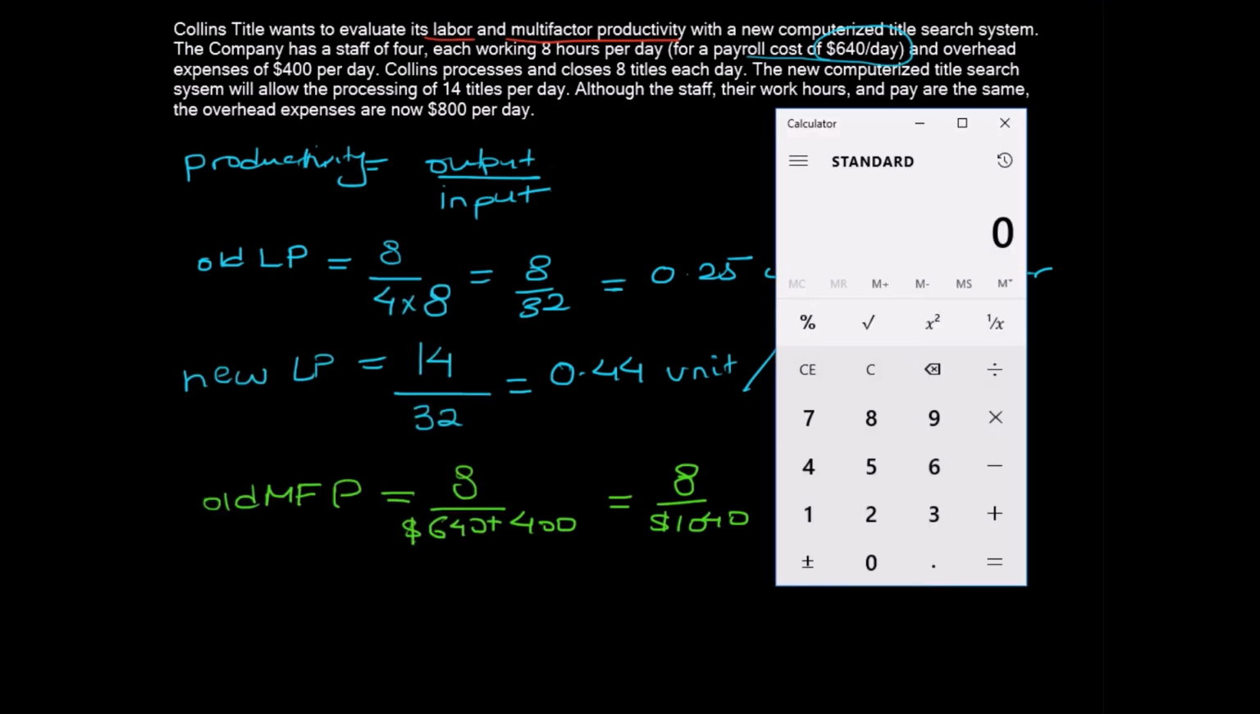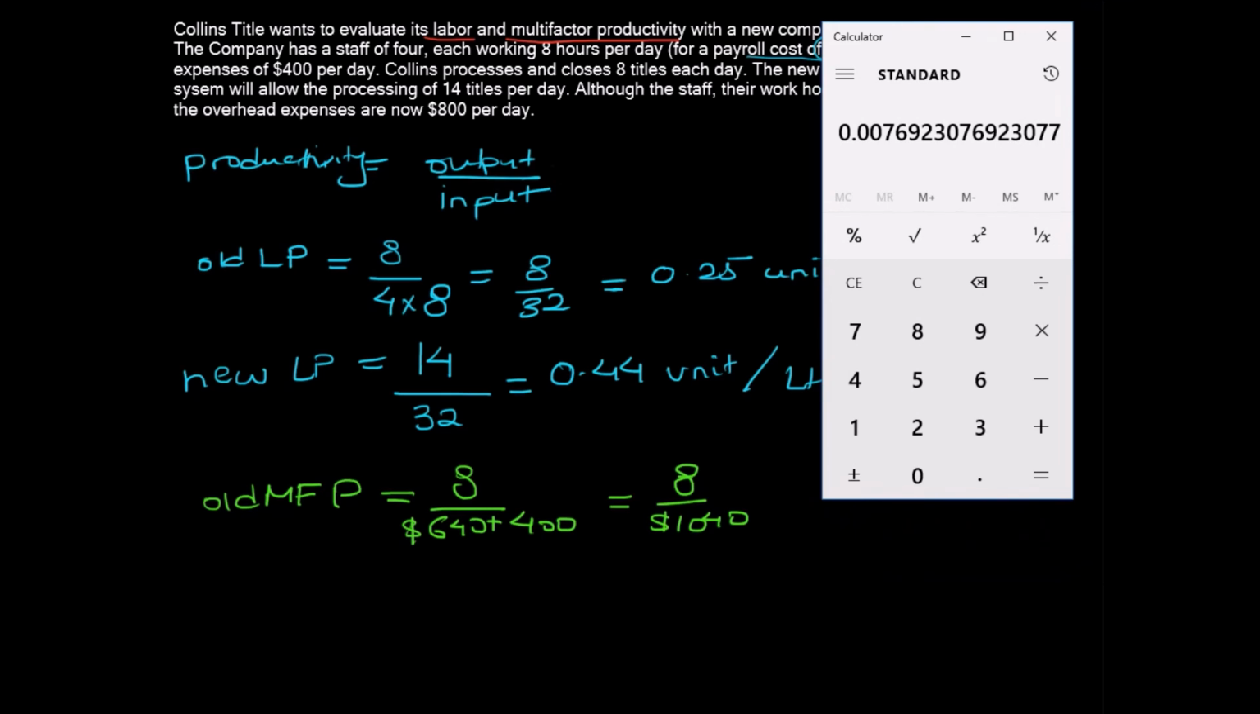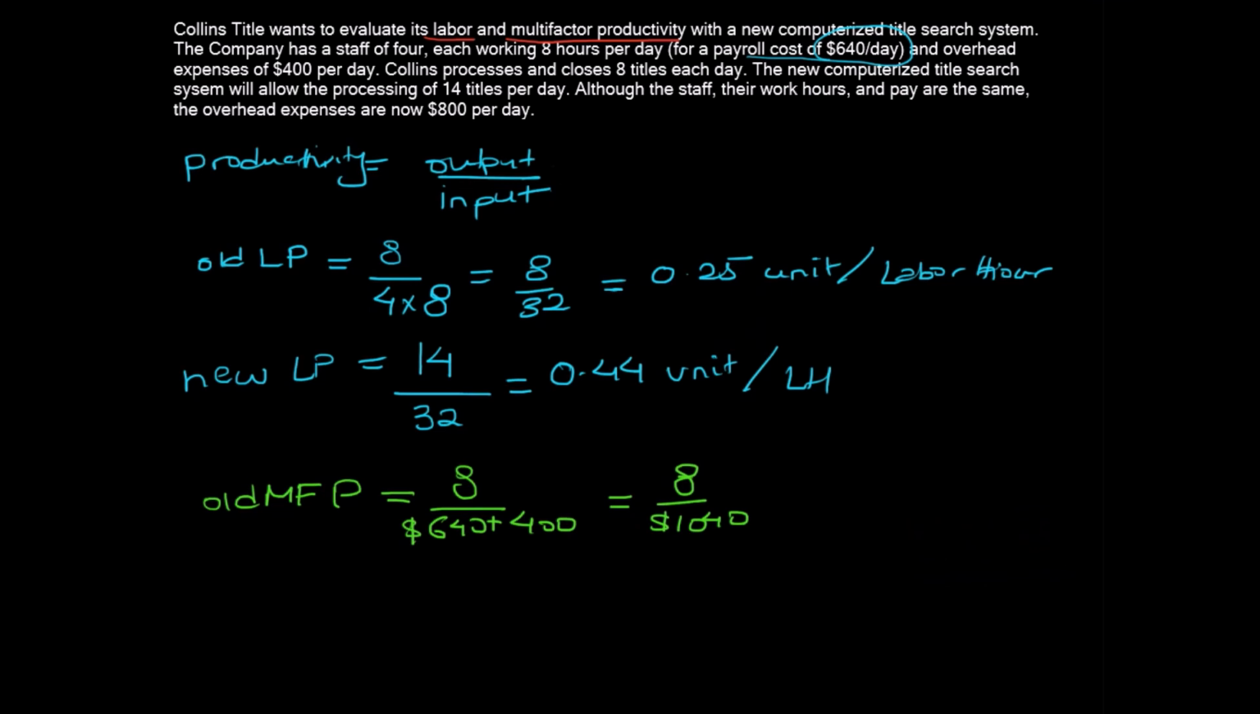So we have 8 divided by 1040. So we have a multi-factor productivity of 0.0076 or 0.0077 units or titles per dollar.